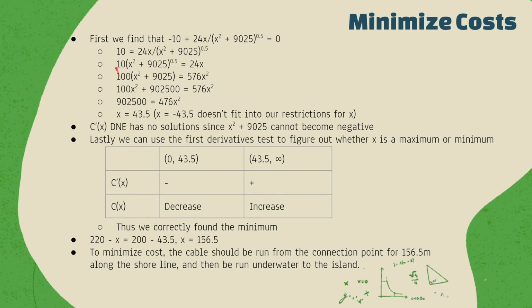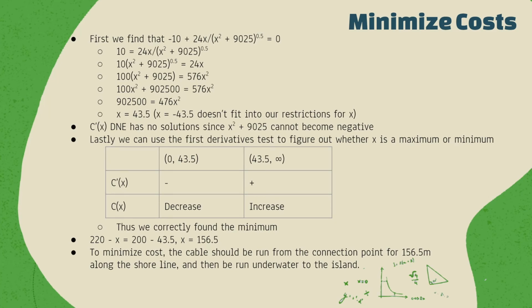Now this is a simple polynomial equation, so we just expand, simplify. We have 100x squared and 576x squared, so let's bring the 100x squared on this side, and we get this. Plop this into your calculator, and you should get x is equal to 43.5. We cannot use x is equal to negative 43.5 because it doesn't fit into our restrictions for x.